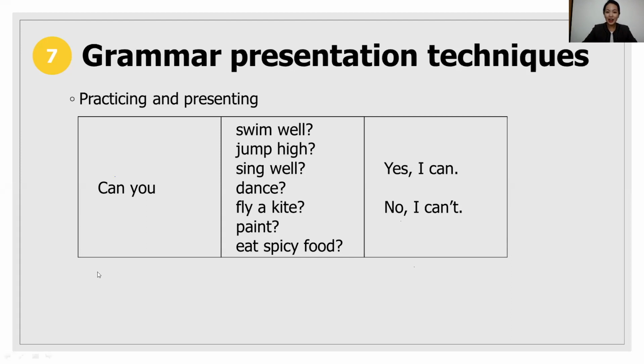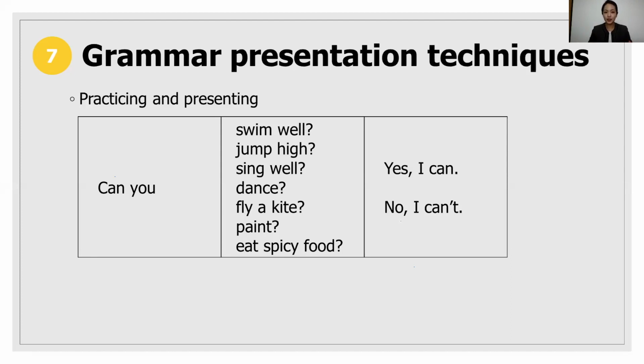After that, you can give your students a chance to practice with their partner. Their partners will ask each other, can you dance? Can you fly a kite? Like this. So they will hear what their partner says. And after that, you can ask your students, Michael, what does your partner say? Can your partner dance? You can ask them. So yes, he can. No, he can't, like this.